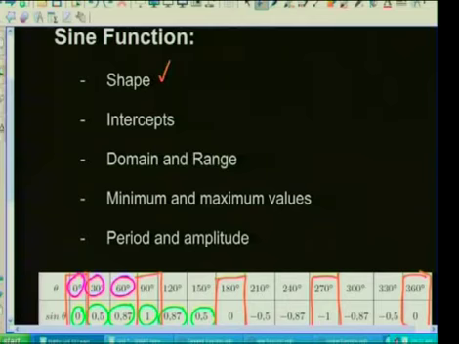So this is our first one. So far we've dealt with what our shape is. Now often you are going to be asked to sketch a sine function. It can be your standard one. And what we do is you are going to become very familiar with the intercepts.